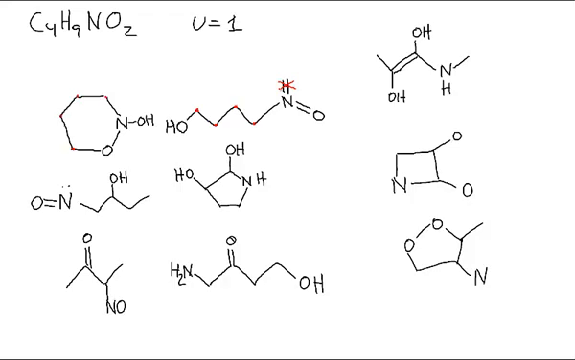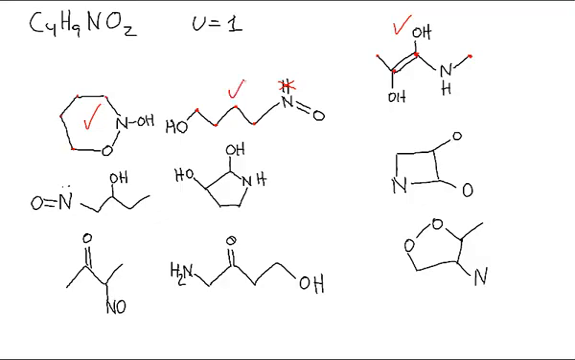Up here to the upper right, 1 degree of unsaturation, yes. 1, 2, 3, 4 carbons, yes. 1 nitrogen, 2 oxygens. Any way to fix that structure? Or anything wrong with it? Nope. This one's good. This one, now that we fixed it, is good.